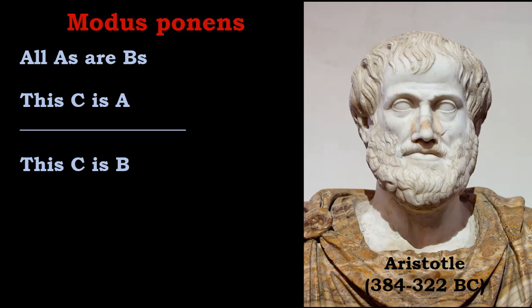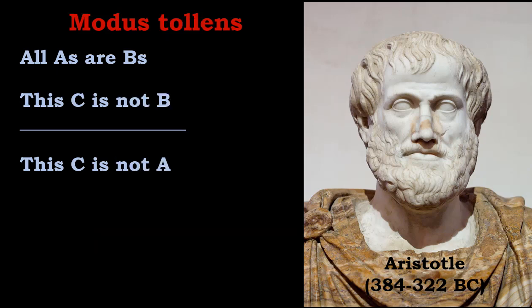Let's see in a more abstract way. Instead of giving some content, we use letters in these arguments. So all A's are B's, this C is A, and this C is B. That has the same structure of the problems we've seen before. This is called modus ponens, and a modus ponens is a valid argument.